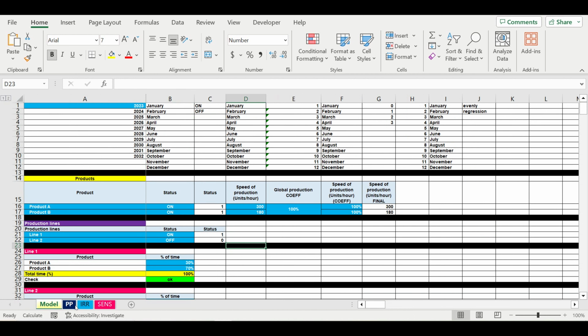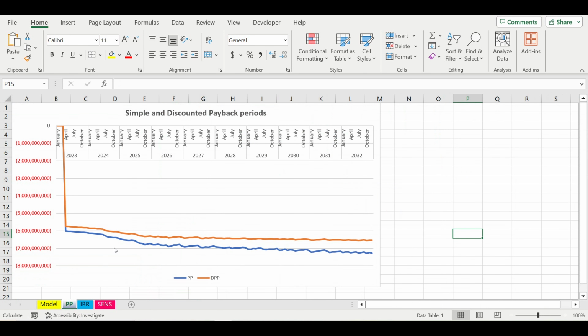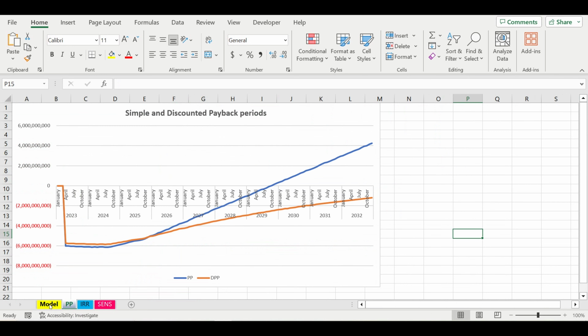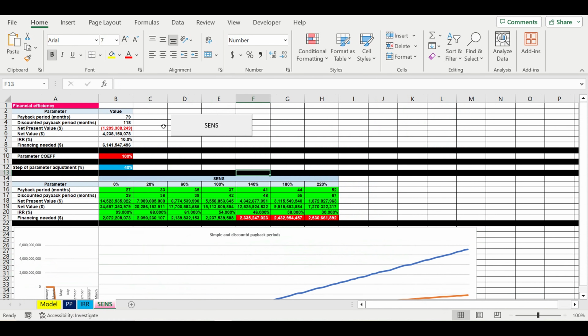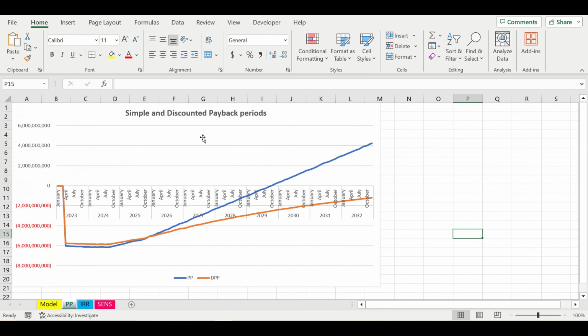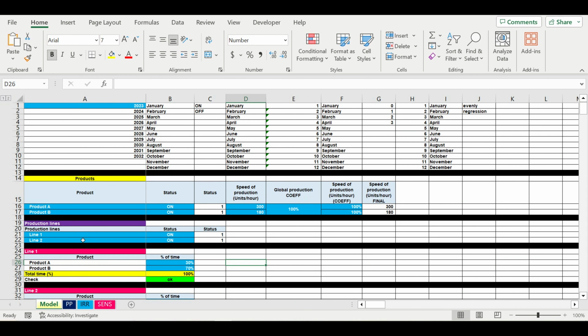Playing with inputs will give you the answers to simple but very important questions. How much money is needed? When is this financing needed? What is the structure of financing? What is the profit? What is the profitability? What is the payback period? And many others. First of all, you need to create a list of products that you're going to manufacture.